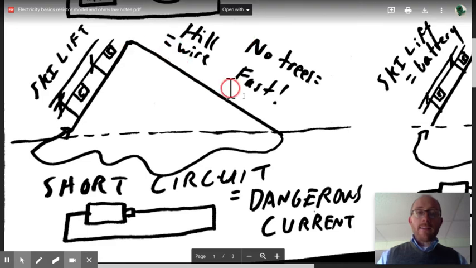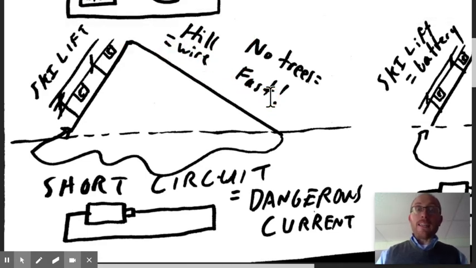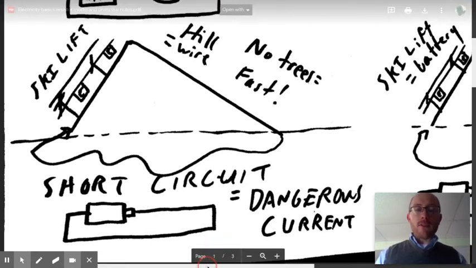So this hill has nothing to get in the way. If you go straight down a hill when you're skiing, you go really fast, dangerously fast, and that would actually burn up the battery, turn it into so much heat.